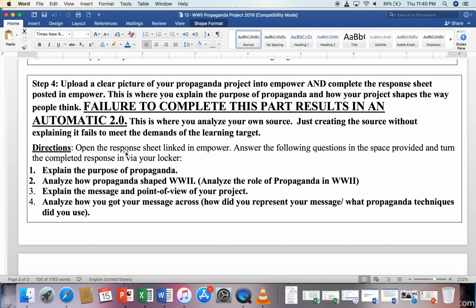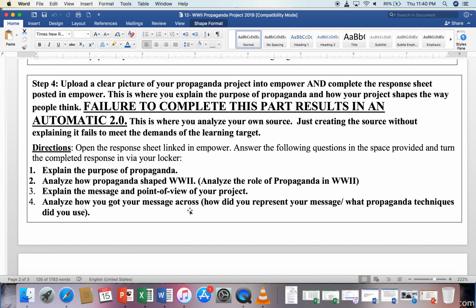So directions. Open the response sheet linked in Empower, answer the following questions in the space provided, and turn the completed response in via your locker. Here are the 4 things you're asked to do. Explain the purpose of propaganda. Why does propaganda exist? I would hope that we've talked about that through the course of this presentation. Second, analyze how propaganda shaped World War II. So analyze the role that propaganda played in World War II. Third, explain the message and point of view of your project. What are you trying to get across, and what is your point of view about that thing?